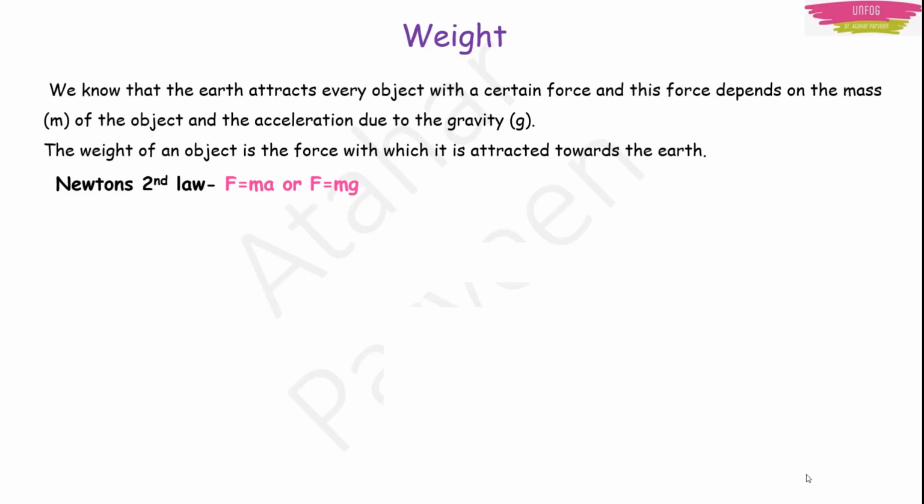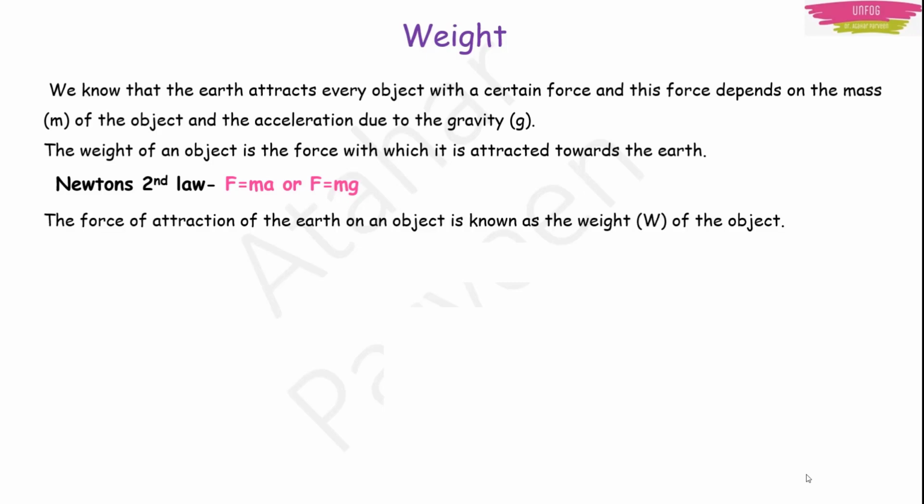Now, we know from Newton's second law, F is equal to ma, or if we talk about acceleration due to gravity, F is equal to mg. Now the force of attraction of the earth on an object is known as weight, I told you. Because force is equal to mass into acceleration due to gravity, in place of force I can write weight, because weight is also a force, right? So weight is equal to mass into acceleration due to gravity.